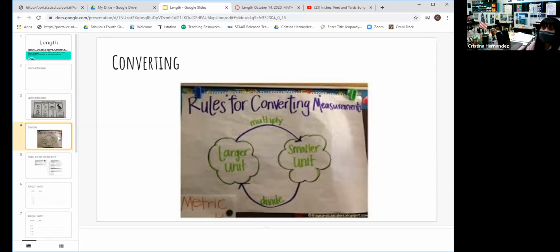So here are the rules for converting measurement. Pay attention. This is real important. When we're going from larger units to smaller, so we're going from yards, because yards are bigger than a foot, we would multiply. If we were going from feet to yards, we would divide, which we're not doing. This week, we're not going to be dividing on anything, but we are going to be multiplying. So if I say I have 2 yards, how many feet is that? 6. You would be multiplying.